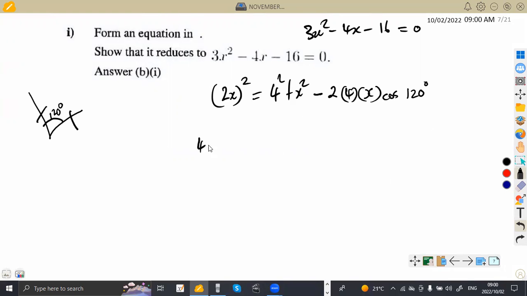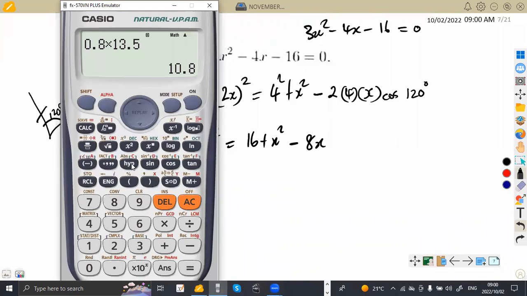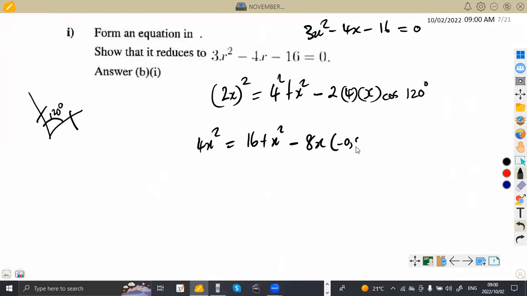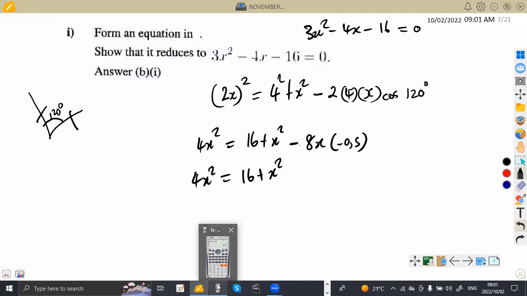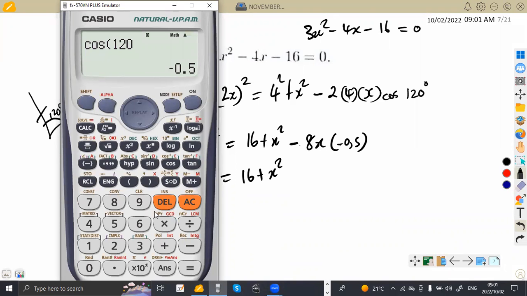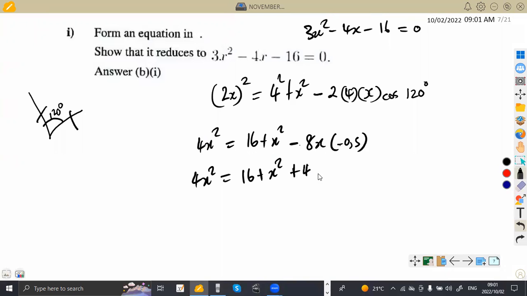2x squared, 2 squared, that's 4x squared, is equal to 4 squared, that's 16, plus x squared minus 2 times 4 times x, which is 8x, by cos 120. This one you can use your calculator. Cos 120 degrees is negative half or negative 0.5. So you multiply by negative 0.5. 4x squared is equivalent to 16 plus x squared, negative 8 by negative 0.5. Using your calculator, negative 0.5 by negative 8 gives us positive 4, so we obtain positive 4x.